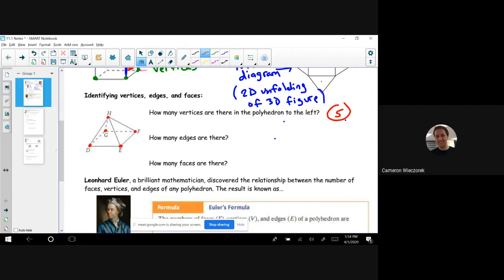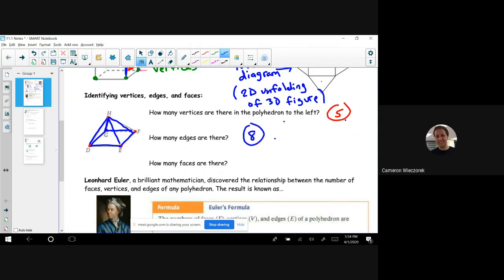How many edges are there? This is where all of the vertices connect, all the segments in the picture. Get 1, 2, 3, 4. Get that 1 in the back. And then you get 4 on the bottom for that square. 1, 2, 3, 4. So we had 4 going up to the top and 4 on the bottom. 4 plus 4 is the magic number 8.